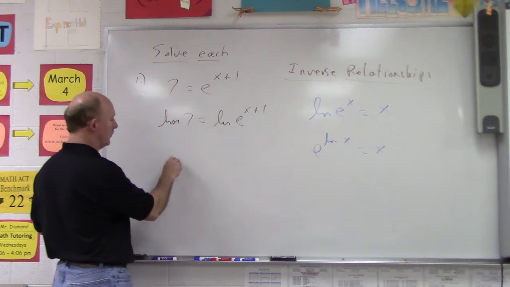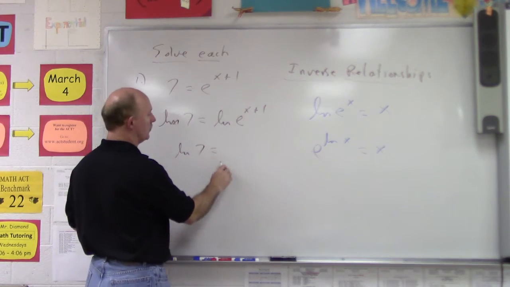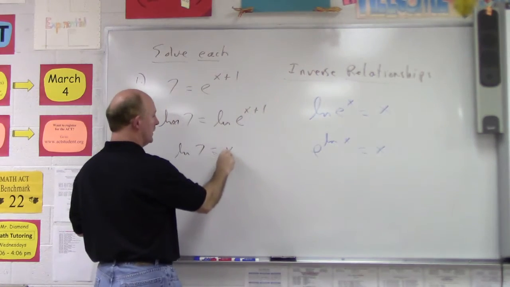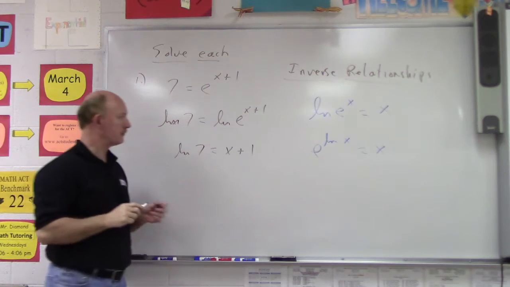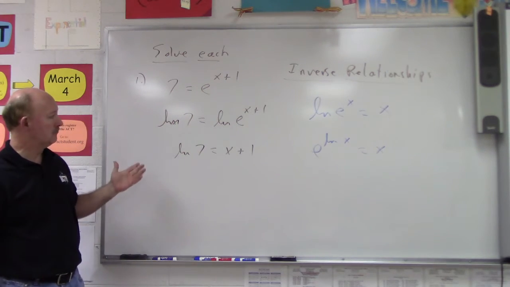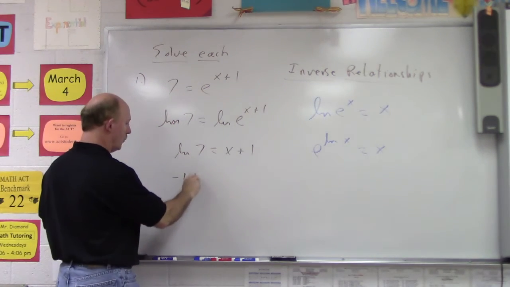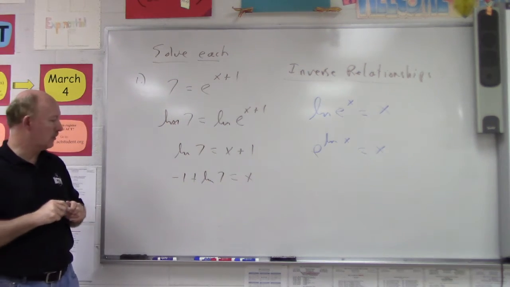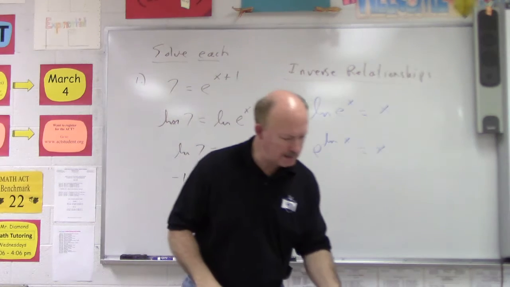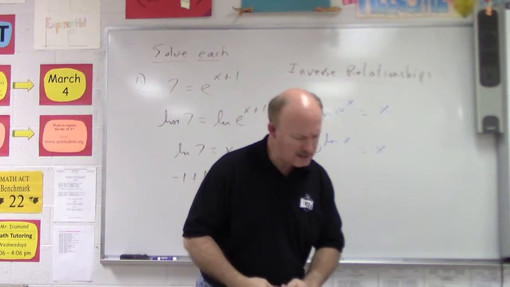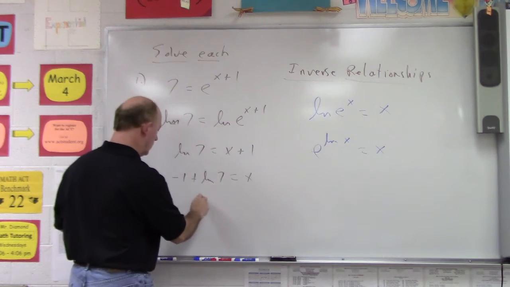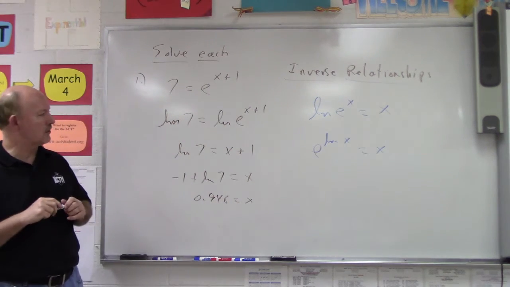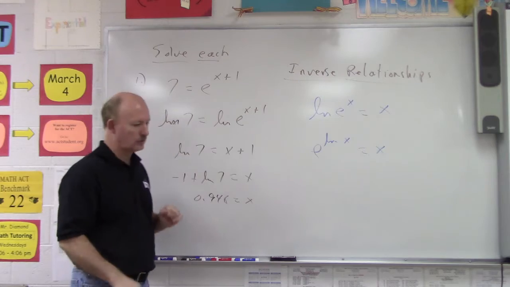So as we solve this, natural log 7 equals natural log e to the x plus 1, and we're going to use this property right here, which is simply equal to x plus 1. And to solve this for x will give us negative 1 plus natural log 7 equals x. And that's going to be our solution. Now for the decimal answer, when I did it, I got approximately 0.946 equals x. So you can check that on your calculator and make sure that the approximation is correct.